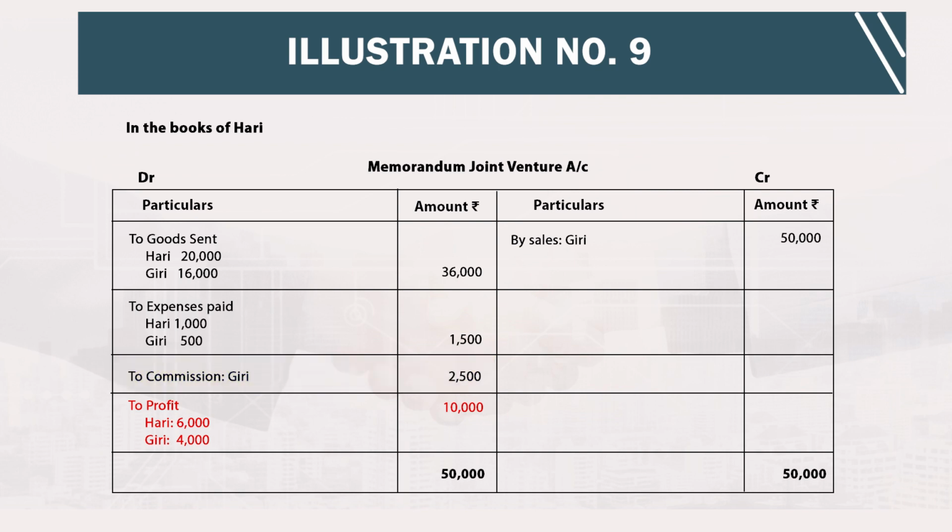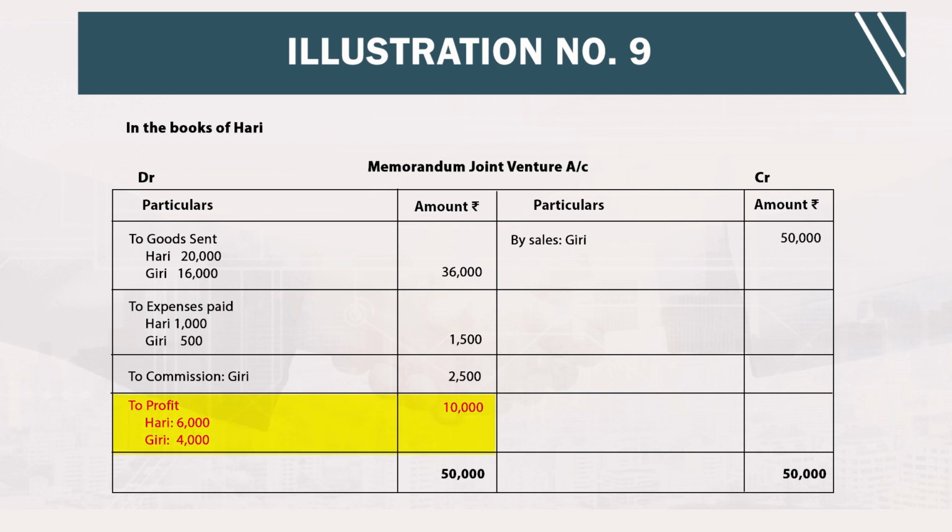Now, we would like to close this memorandum account, make total on both sides. So, total on credit side is more. So, first we would like to put 50,000 on both sides. There is a difference on debit side, that is rupees 10,000, it is known as a net profit. This profit will be apportioned among Hari and Giri in the proportion 3:2.